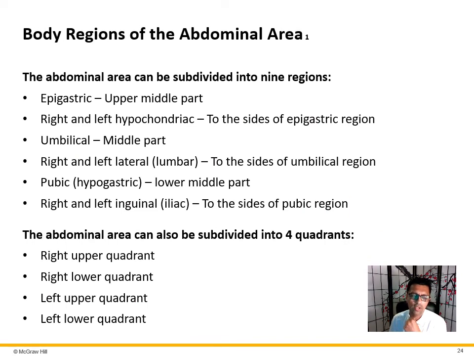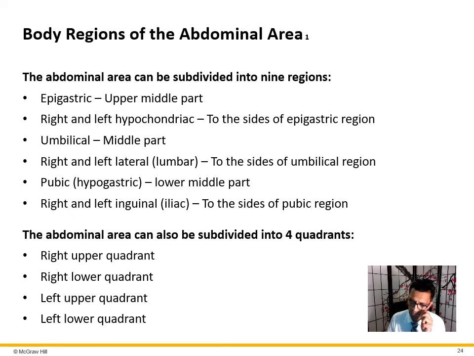Now, you also want to know the body regions of the abdominal area. So the epigastric region is right here, okay, if you can see, right here, epigastric region. The right and left hypochondriac is to the sides of the epigastric region. The umbilical is the middle part where your belly button is. Right and left lumbar to the sides of the umbilical. Pubic, you got the hypogastric, and then you've got the inguinal, the right and left inguinal to the sides of the pubic region. Your body can be divided into quadrants, upper and lower quadrants on the right and left as well.